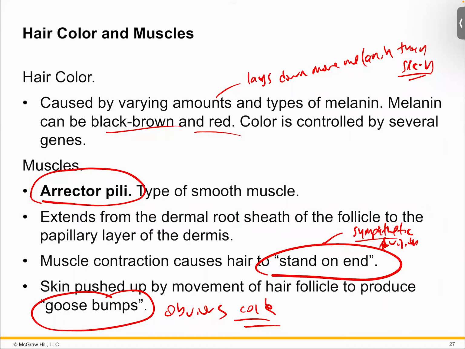Think about it for a second. We're mammals. Most of the time, our hair doesn't stand on end, even when it's cold. When does our hair stand on end? When you're afraid or you're threatened, right? Yeah, but that's an emotional response, and fight or flight is very much an emotional response.